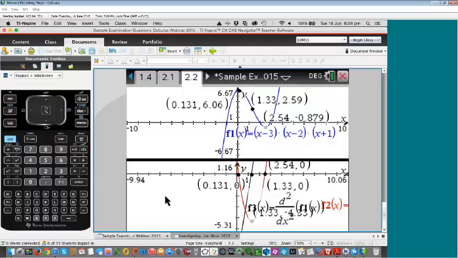But the students, and hopefully you guys can see here, that was the new point. Our x-intercept is 1.33, which happens to correspond to the turning point of the first derivative and the point of inflection of the second derivative.